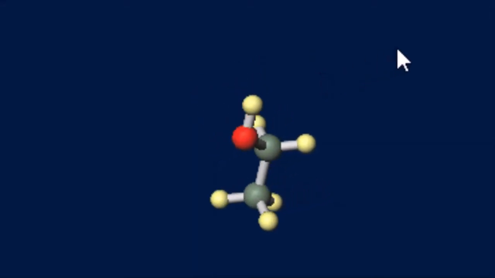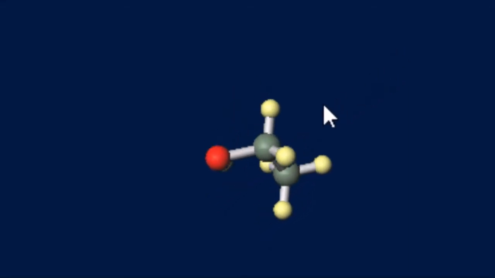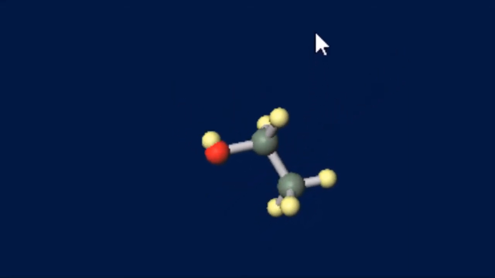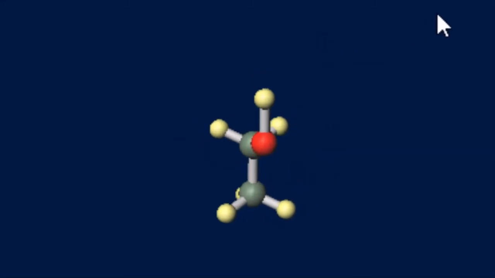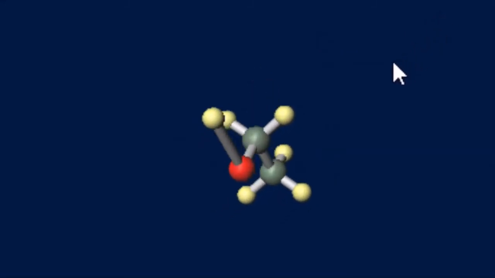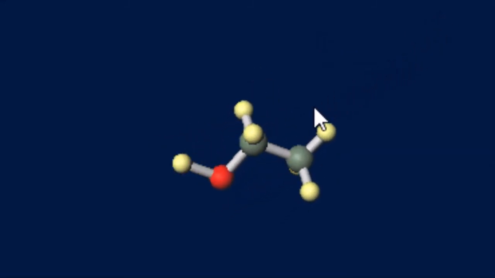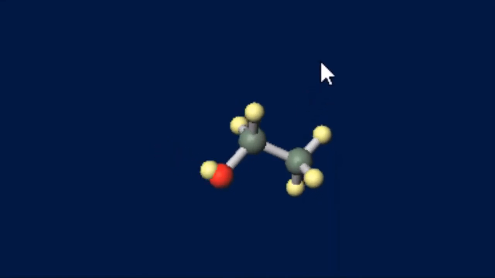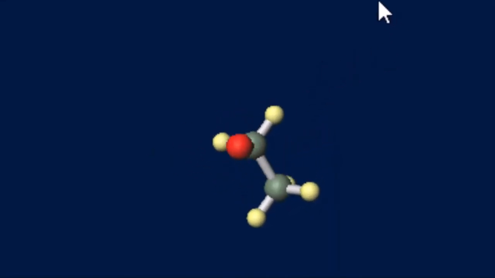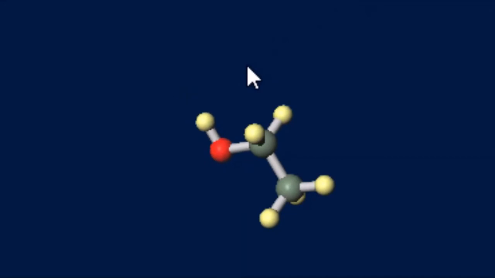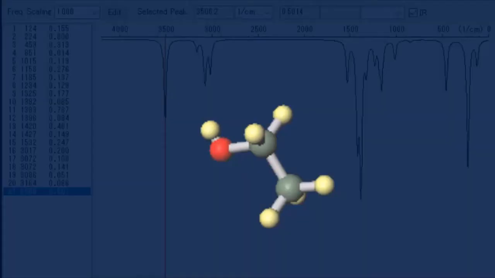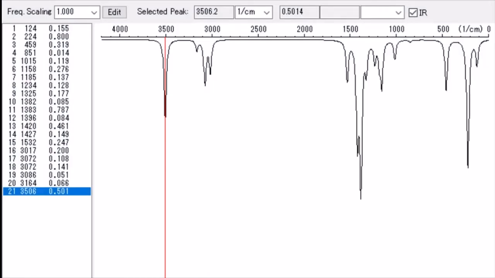Can you see here, this is called a group frequency. The group frequency vibrates separately. All other atoms are almost static. Can you see that only that oxygen is vibrating, that OH, and this kind of vibration is a high frequency vibration present in ethanol? And we will quickly go through the other peaks.